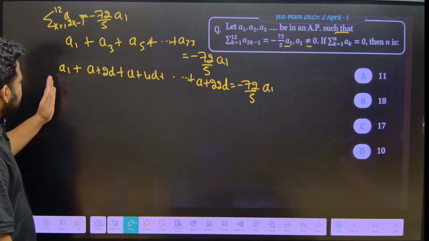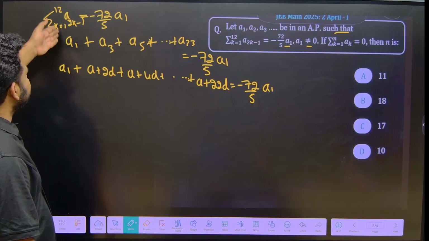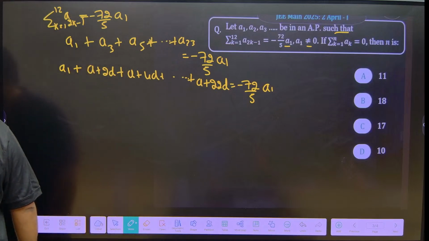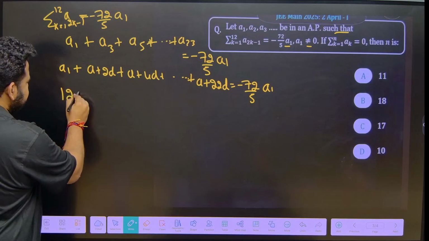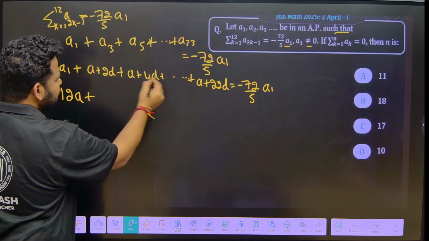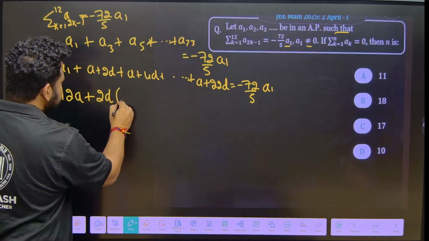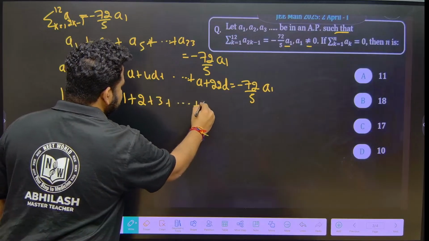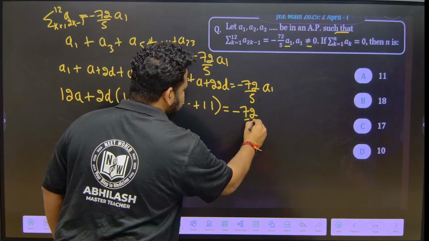Now, if I count the number of a's here, definitely number of terms are 12, means definitely there will be 12 a's, correct? So I can write it as 12 times a. This, if I take 2d common, what I will get? 2d if I take it common, I will get 1 plus 2 plus 3 plus up to 11 terms, okay. That is equal to minus 72 by 5 times a1.